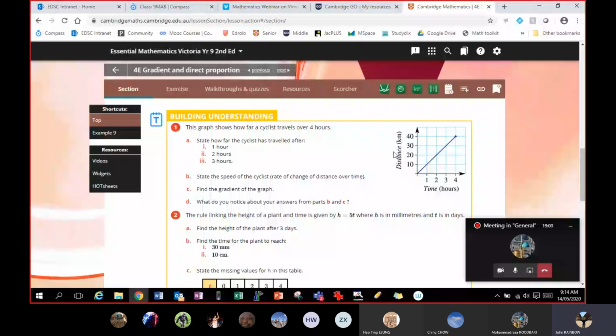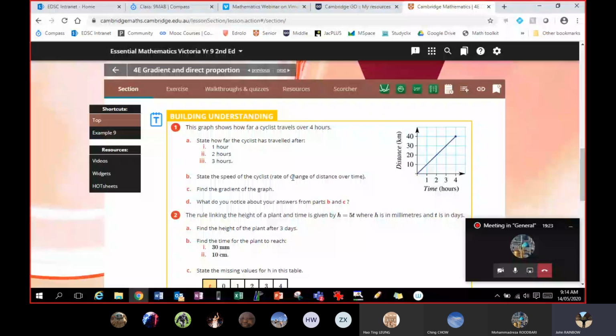State how far the cyclist has traveled after an hour. So we can just look here. It's 10 kilometers. After 2 hours would be 20 Ks. After 3 hours, 30 Ks. 4 hours, 40 Ks. State the speed of the cyclist. It is 10 kilometers per hour. We can just figure out the gradient. Find the gradient of the graph. It's 10 because that's the gradient. We just figured it out. It's exactly the same thing. What do you notice about your answers from B and C? Oh, they're the same because the gradient shows the rate. That's what we're trying to show.